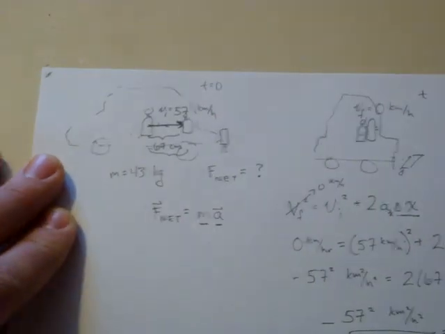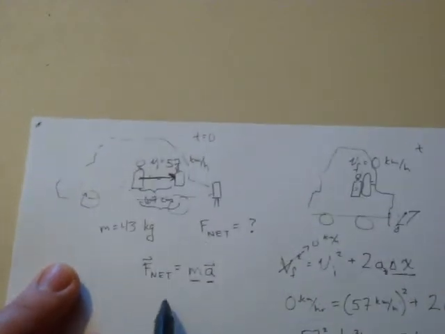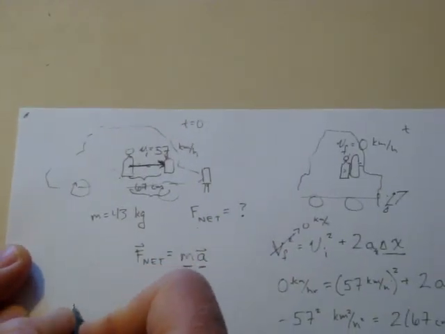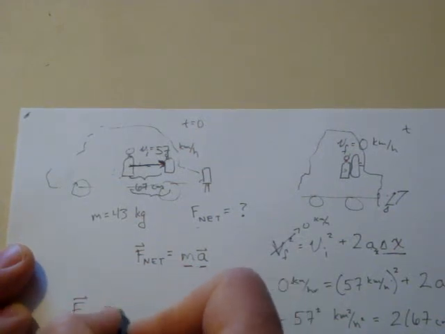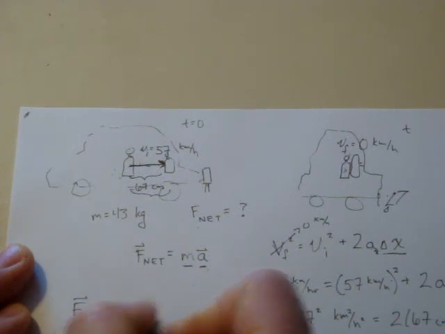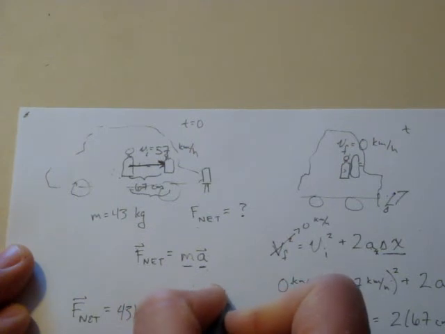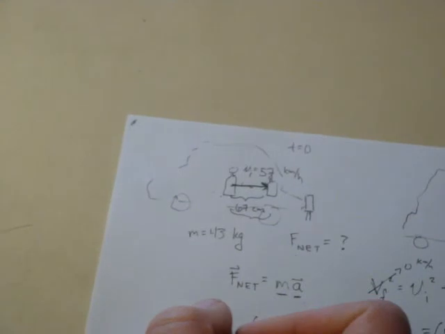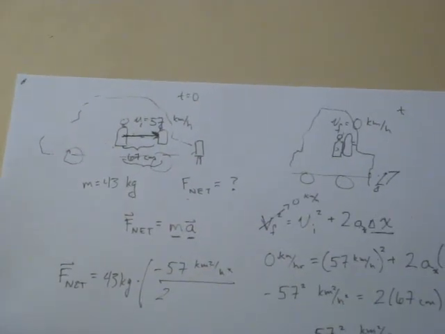Now that we have this value calculated for acceleration, down here, we can simply take that value for acceleration and plug it into our relationship here for our Newton's second law equation. So the net force is going to be equal to 43 kilograms times a negative 57 kilometers squared per hour squared divided by 2 times 0.67 times 10 to the negative third kilometers.